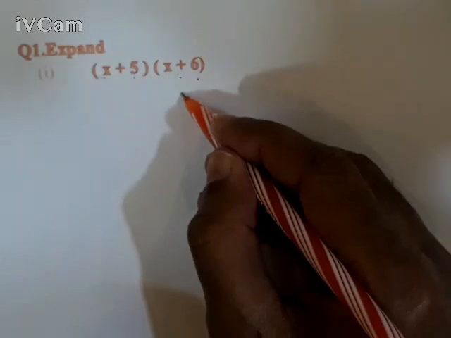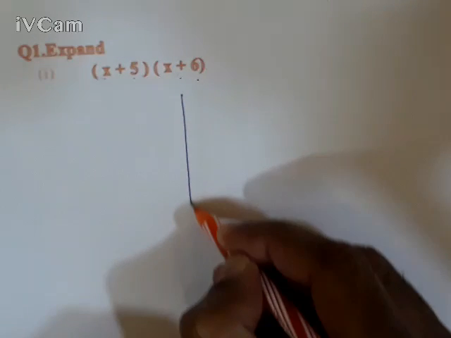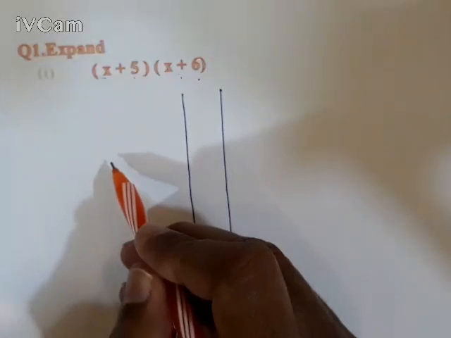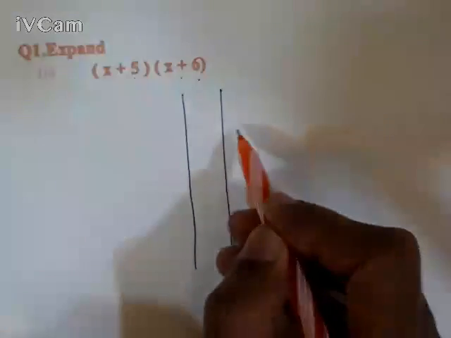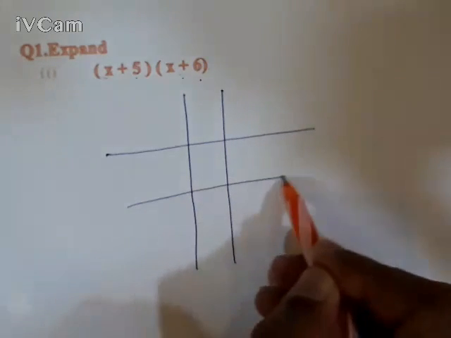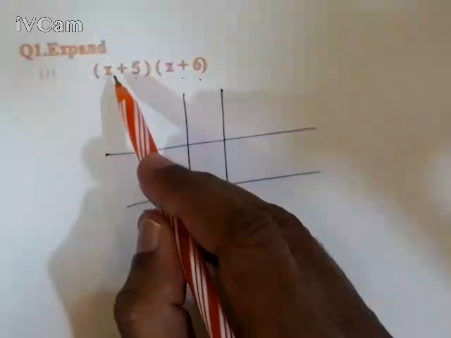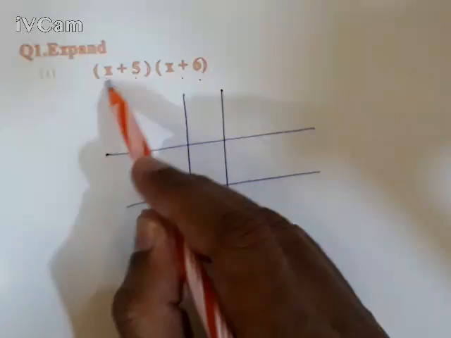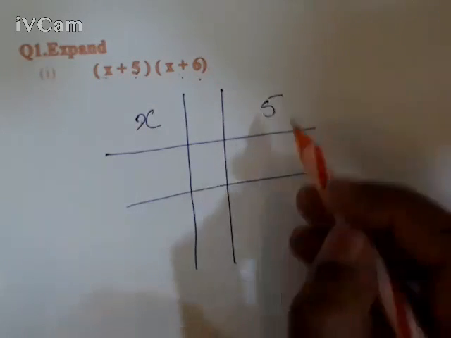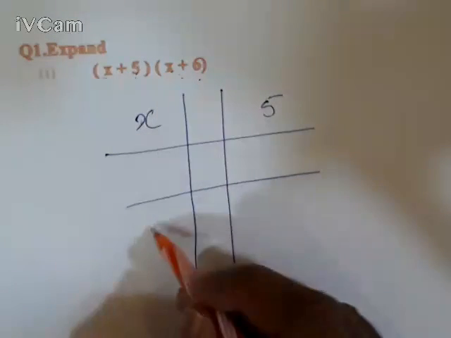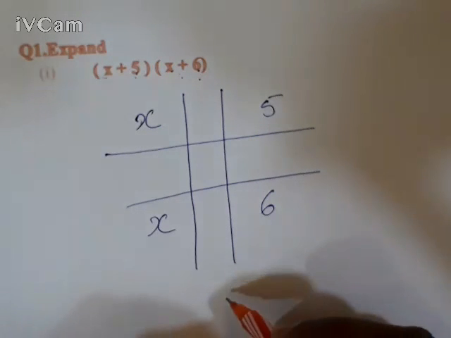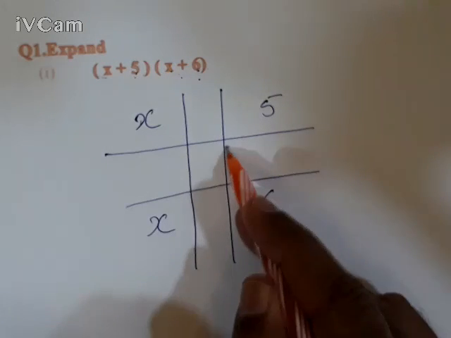First of all, you have to draw two vertically parallel lines, and then draw horizontal parallel lines that cut these two vertical parallel lines. This one and another is this one. Now first of all, you have to write this x on this side and this 5 on the other side. Same is the case, x on this side and 6 on the other side of these two parallel lines.